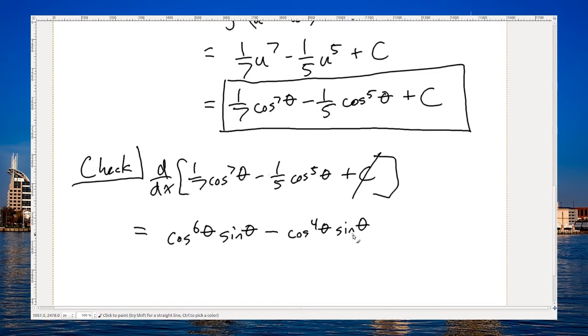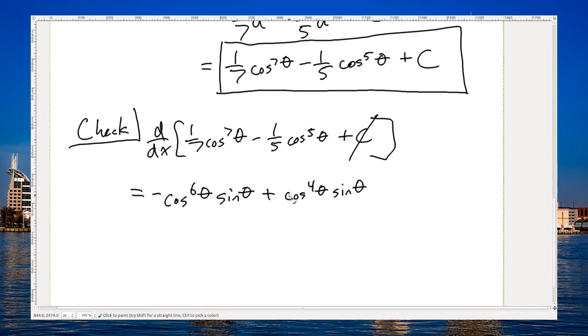What's the other thing I'm forgetting? Well, it's not sine that pops out. The derivative of cosine is negative sine. So negatives pop out of both as well. And, well, what do I do from here? I can factor some stuff out.